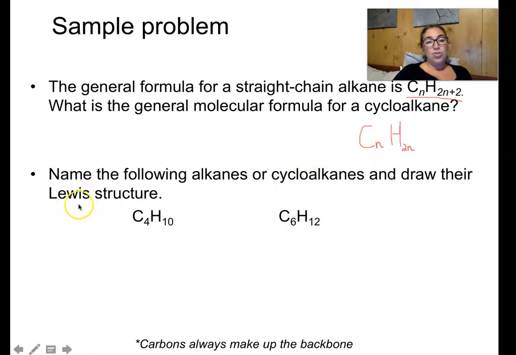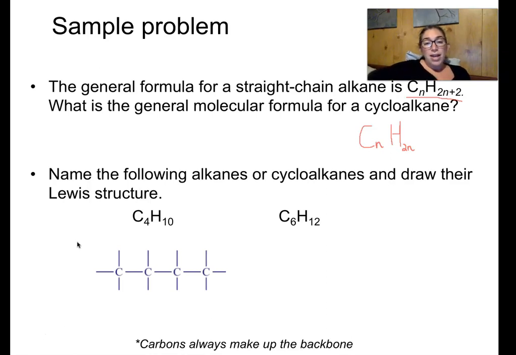It also asks us to draw the Lewis structure. So remember, the carbons always make up the backbone. So I would draw out the carbons first. So there's 4 carbons in this molecule, and I draw all of them having 4 bonding arms.